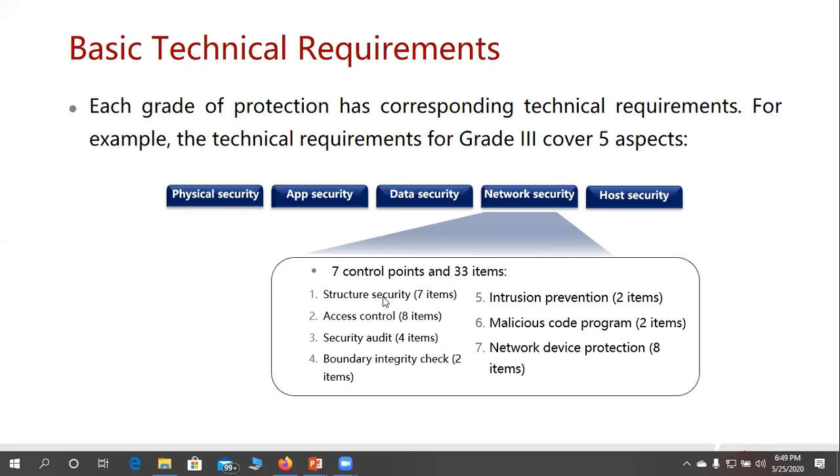This is where we look at structure security, access control, security audit, the boundary integrity check, intrusion prevention, malicious code prevention, and network device protection.